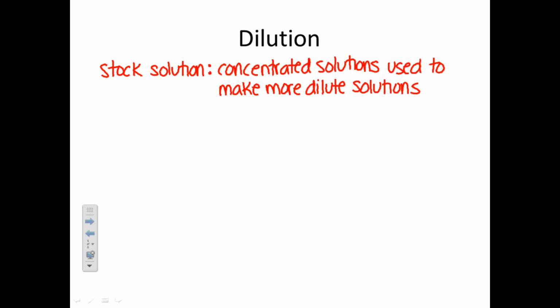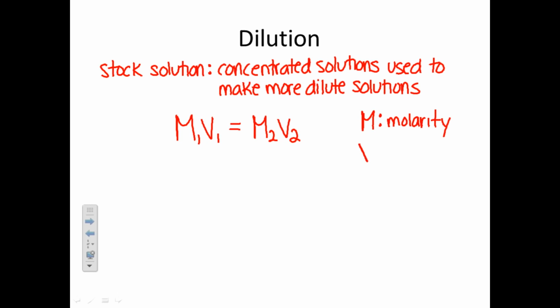So you simply add water to the stock solution to dilute that solution, to make the concentration lower or to decrease the molarity. So there's a simple formula for doing dilution mathematics, and that is M1 V1 equals M2 V2. So the M's are molarities, and the V's are volumes.